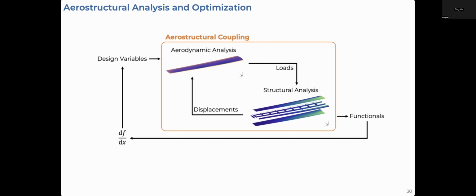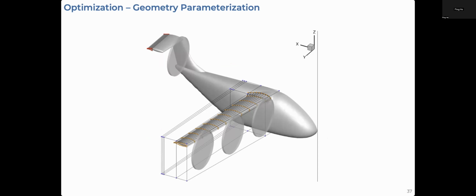The geometry parameterization is shown in the following animation. So you can see that the tail can be deflected, the sweep can be changed, the chord can be changed. We can change the twist at each wing section.